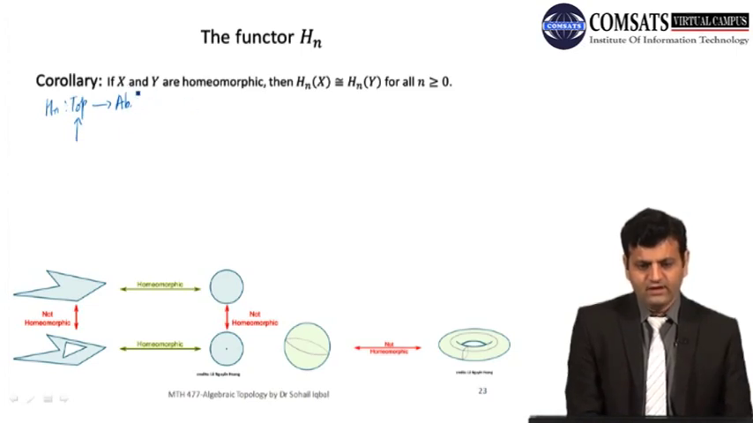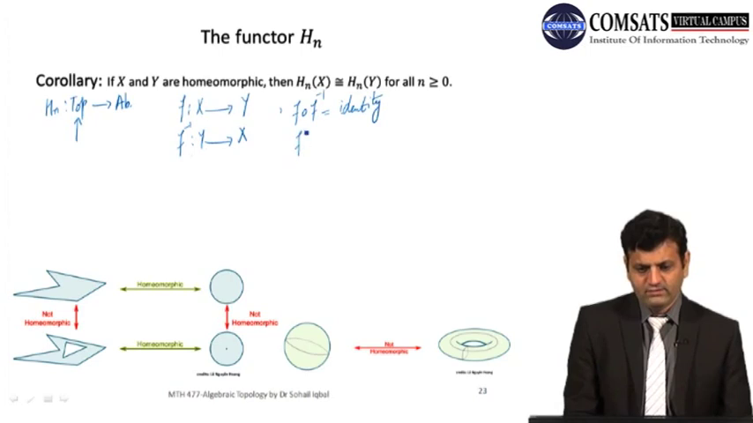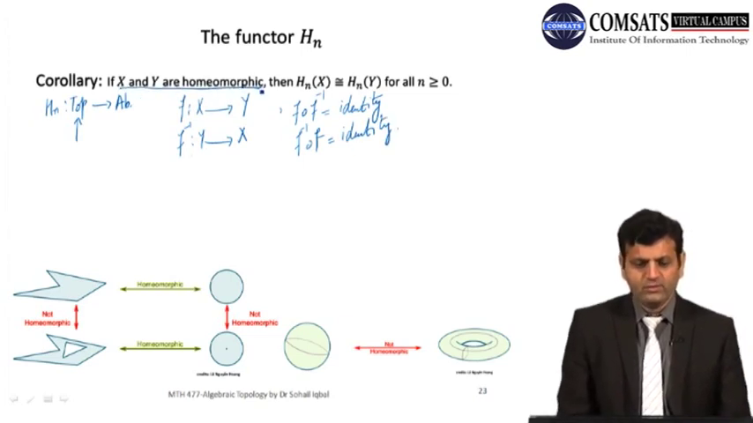Okay, so X and Y are homeomorphic, which means that there exists a continuous function f and the inverse of this function is also continuous. So f inverse from Y to X is also continuous, and of course if f and f inverse are inverses of each other, then these are identity maps. So this is identity, and f inverse composition f is also identity. This is just a consequence of the fact that X and Y are homeomorphic. So homeomorphic means topologically they are the same objects.